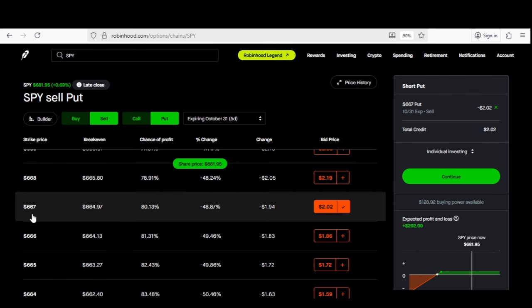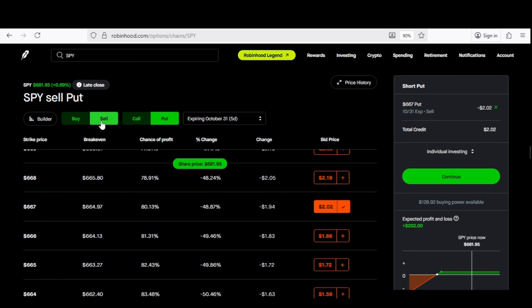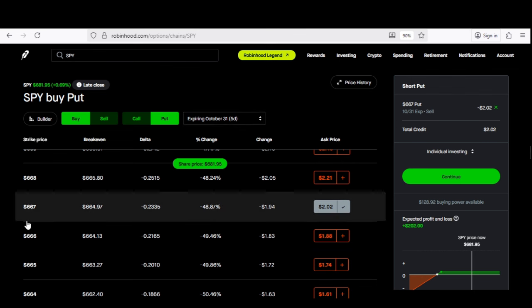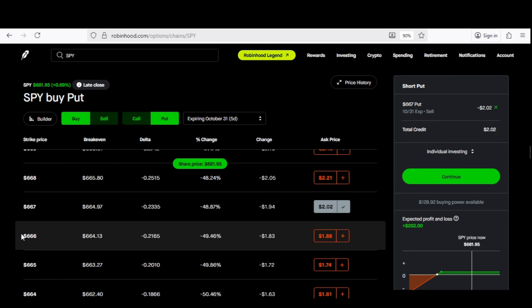We're going to make a slight tweak to this bullish option strategy, and we're going to change the parameters from sell to buy. We will be maintaining the put option, and we're going to be maintaining our exact same strike date. The next step, we're going to choose a strike price right below the previous strike price we chose. So that's going to give us the 666 strike price right here. Let's go ahead and select that.